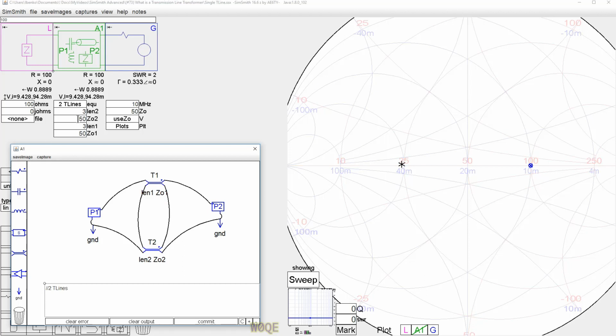What if they weren't the same impedance? What if this was a 50 ohm and this was a 75 ohm piece of transmission line? Does that work still? What output impedance do I need to have to get it to match? 125 ohms. It's the sum of those two.